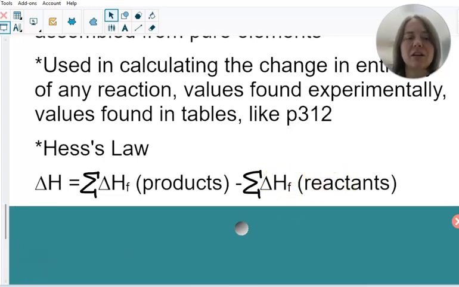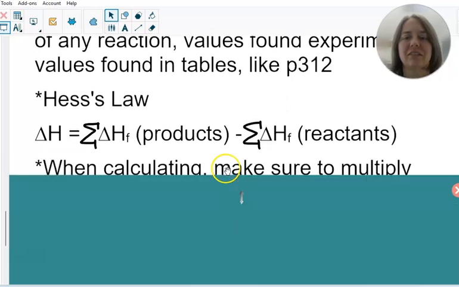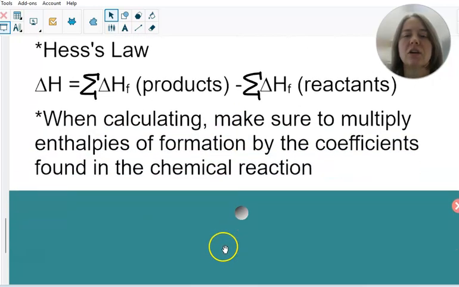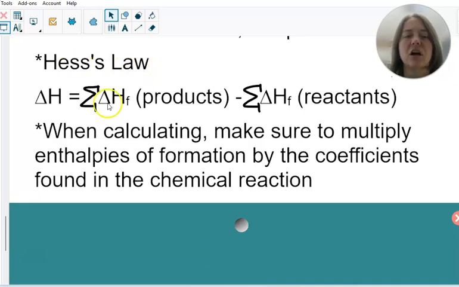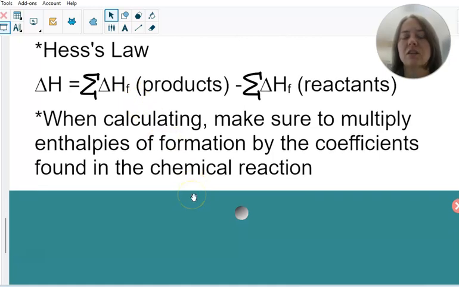Let's talk about what that means. When we're calculating the change in enthalpy using Hess's law, we're going to make sure to multiply these enthalpies of formation by the coefficients found in the chemical reaction, because it matters if in a reaction there are 6 moles or just 1 mole. So for each product, we're going to take the coefficient in moles times the enthalpy of formation. I think it'll make a little more sense once we go through an example together.